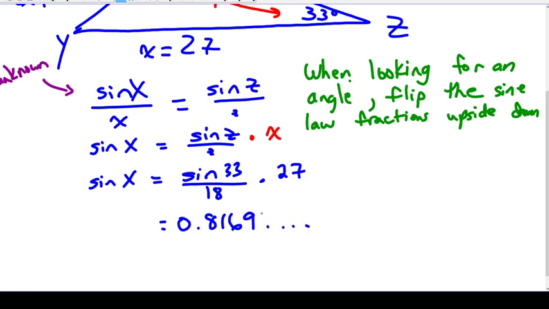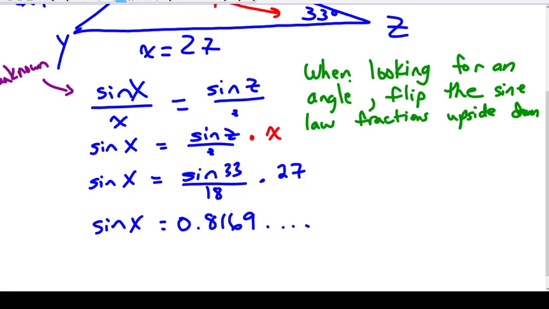Okay. Now, why is it giving us this kind of weird decimal like this? Well, that's because we're not done yet. This is a sine x equation, and sine x is a ratio. So our ratio is going to be a number that's going to be some sort of weird decimal like this. We have to do one more thing to get x all by itself.